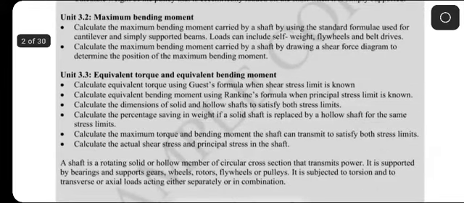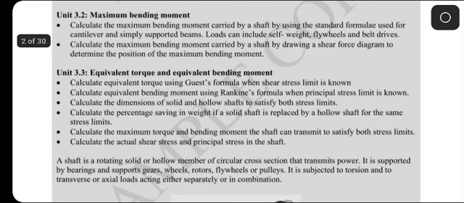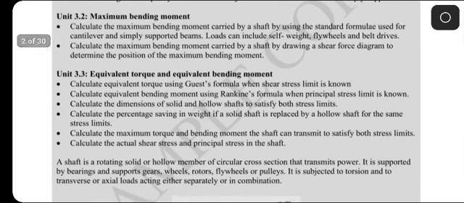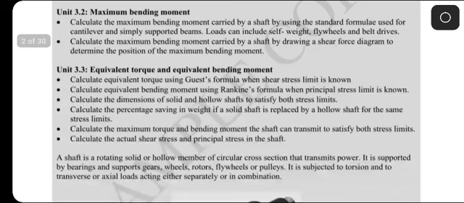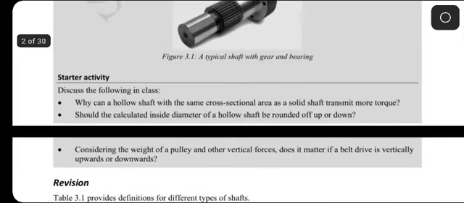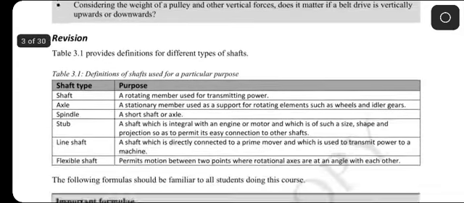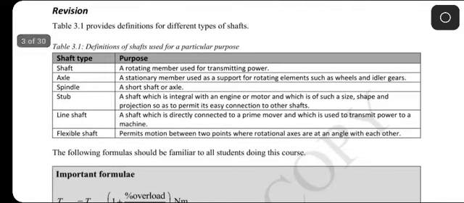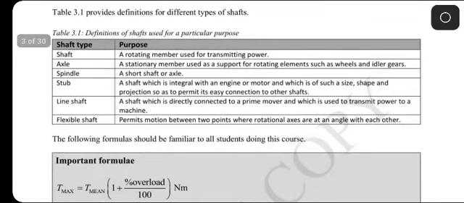Then unit 3.2, the maximum bending moment: calculate the bending carried by shaft using the standard formula used for cantilever. Okay, guys, all of these. Unit 3 is equivalent torque and equivalent bending. We'll see all of these, guys. So these are shafts. For revision, the shaft is okay.